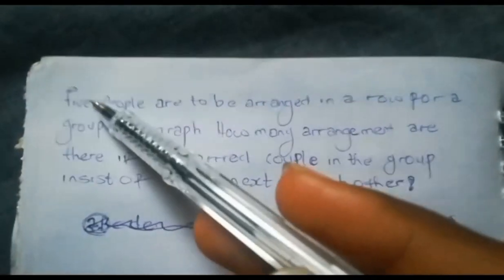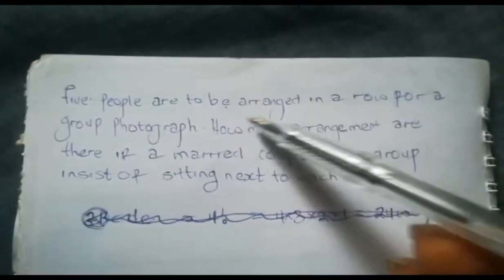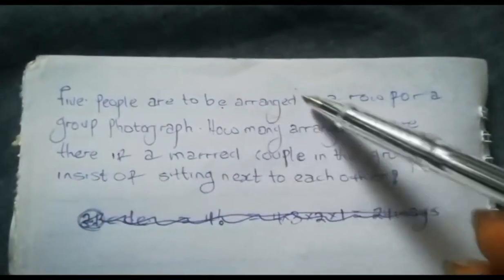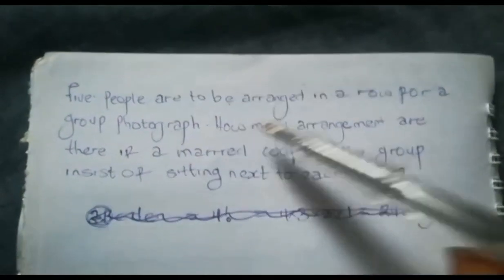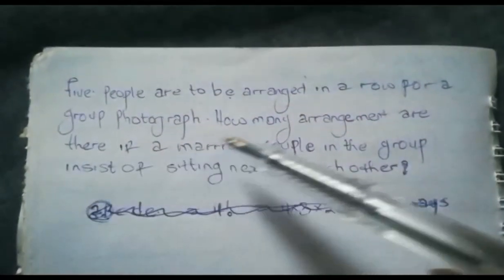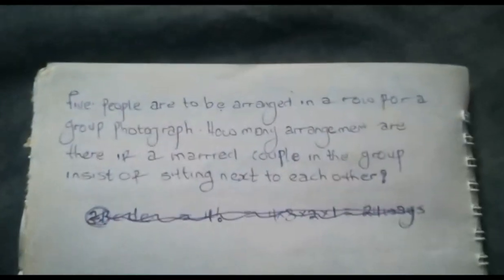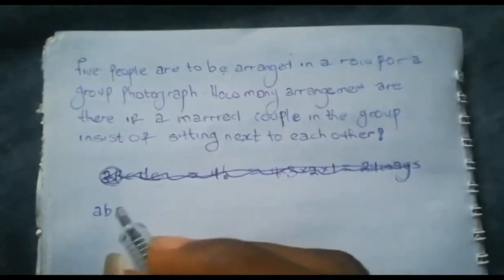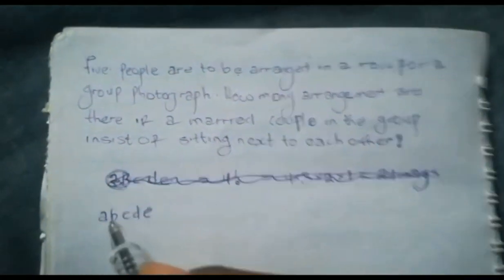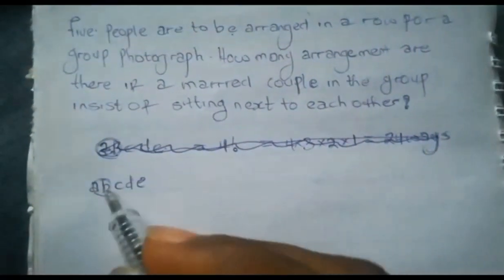Now we have 5 people to be arranged in a row. Now when you see the word arrange, just know that it's permutation you're dealing with. Yes, arrange is the keyword for permutation. In a row for a group photograph, how many arrangements are there if a married couple in the group insist on sitting next to each other? So we have a total of 5 people. Let's call them A, B, C, D, and E. So now let's say the married couple is A and B, and they insist on sitting together.